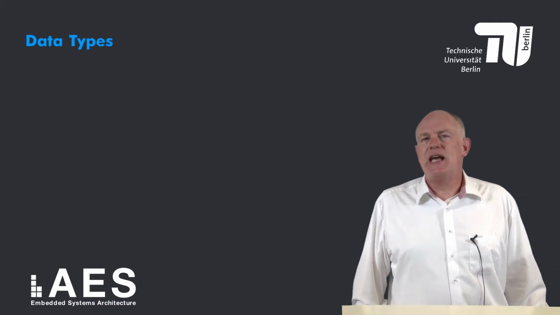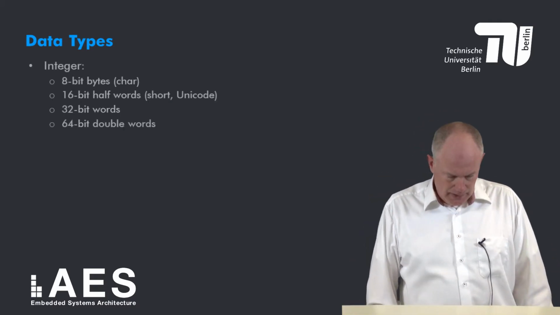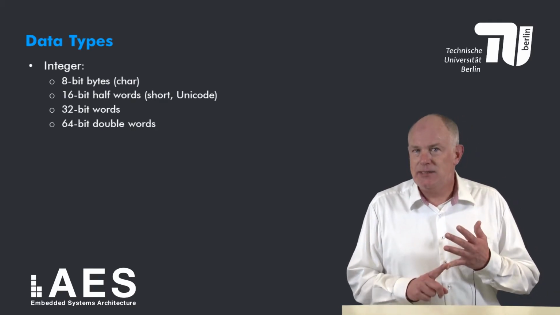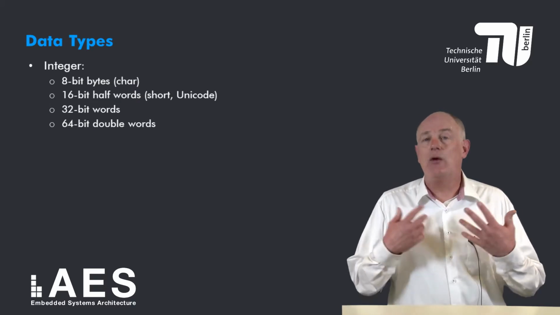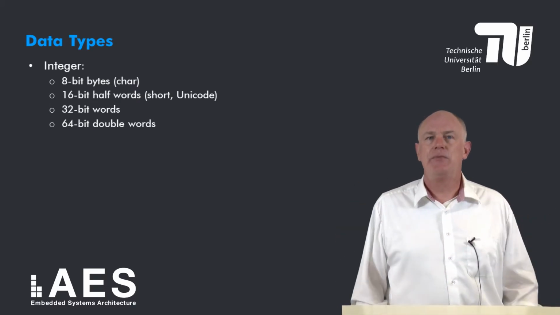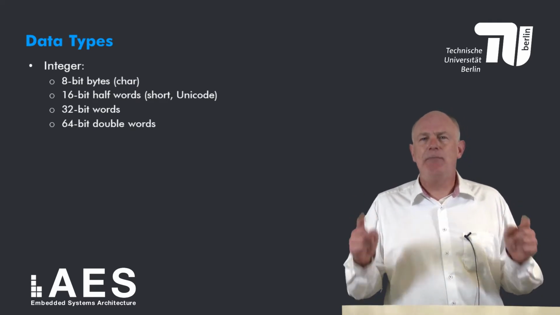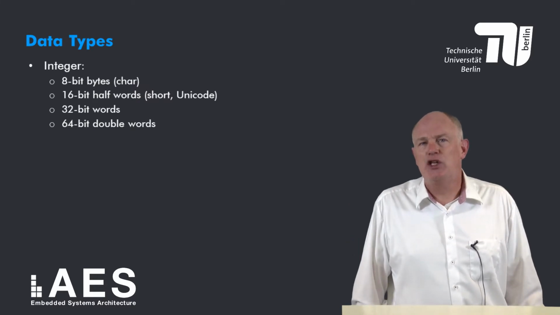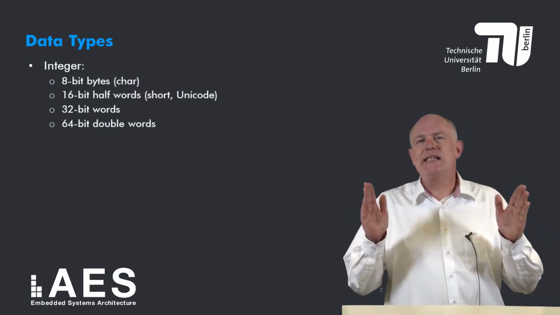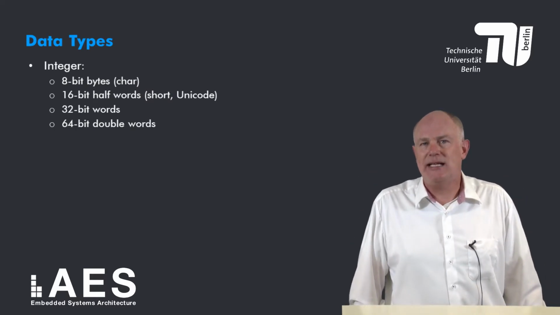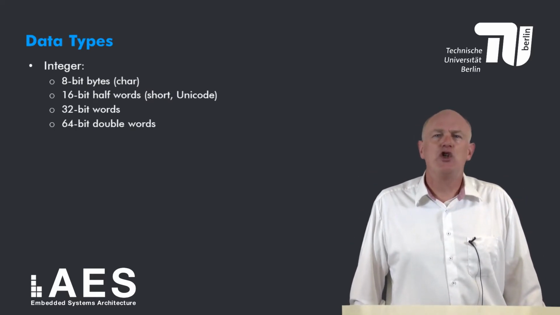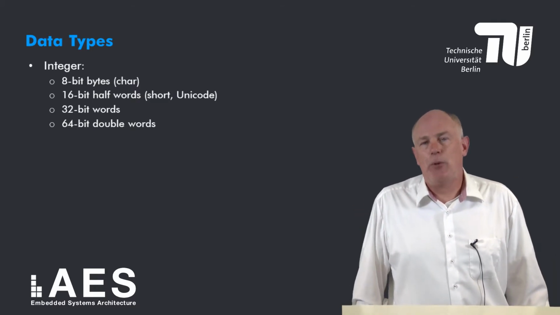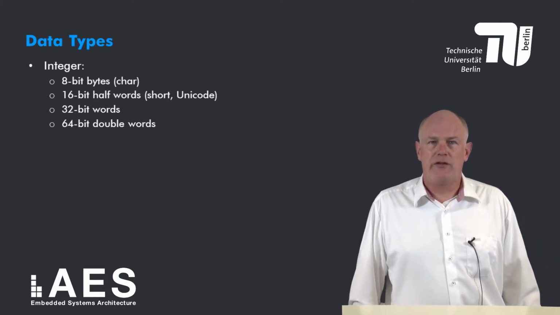MIPS also supports several kinds of data types. The integer or fixed point data types are 8-bit bytes. In C and Java, for example, you allocate a byte using the keyword char. MIPS also supports 16-bit half words, for which in C and Java you usually use the keyword short. Well, in fact, C is not very precise about the size of its basic data types, but in Java, a short is always 16-bit. The next basic data type supported by MIPS is 32-bit words.